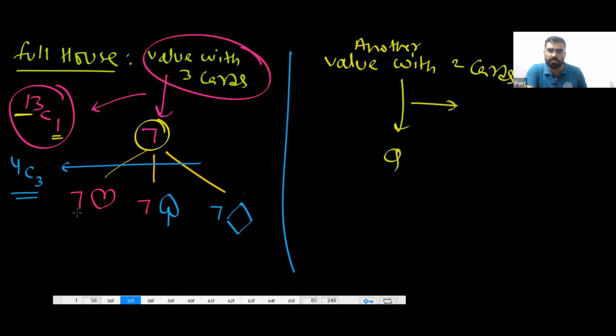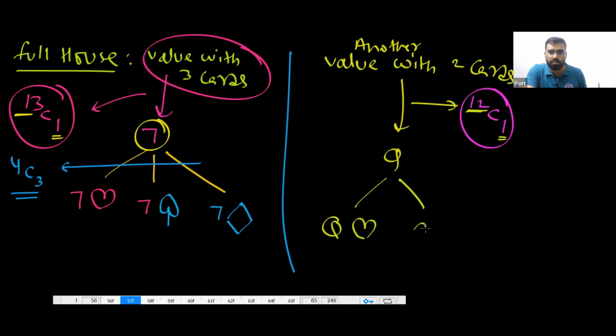So let me select queen as another value with 2 cards. There are 12C1 ways, since from the 12 remaining values I am selecting one value, queen. Once I select this, I need to select 2 suits, like queen of heart and queen of another suit. Is this clear? From 4 suits, I need to select 2 suits for queen.